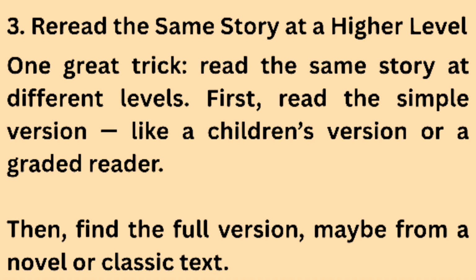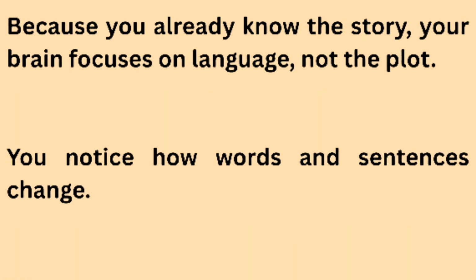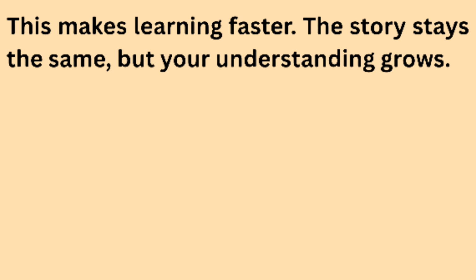3. Reread the same story at a higher level. One great trick: read the same story at different levels. First, read the simple version, like a children's version or a graded reader. Then, find the full version, maybe from a novel or classic text. Because you already know the story, your brain focuses on language, not the plot. You notice how words and sentences change. This makes learning faster. The story stays the same, but your understanding grows.